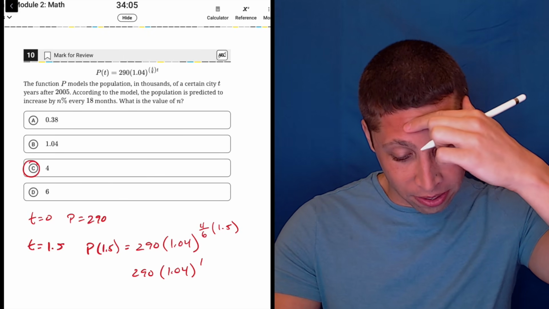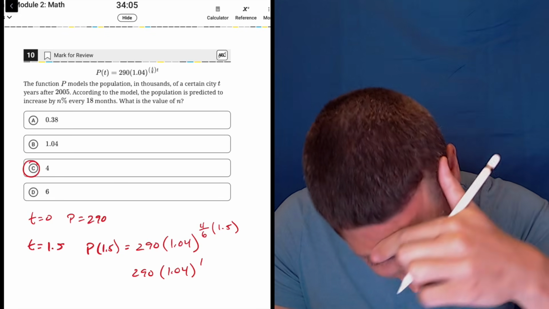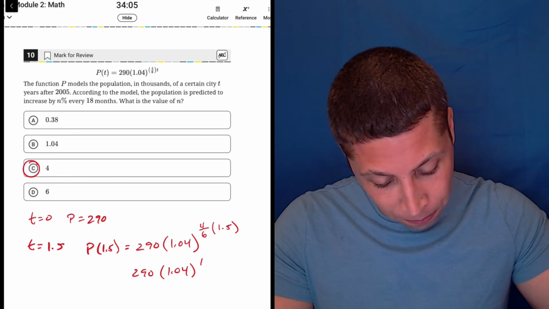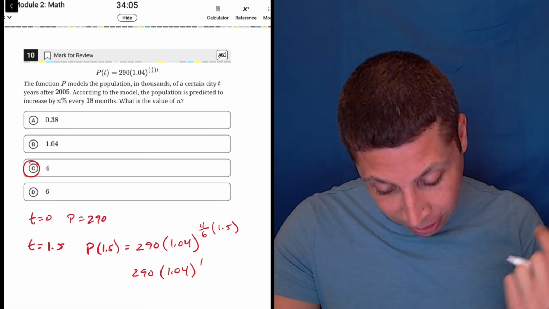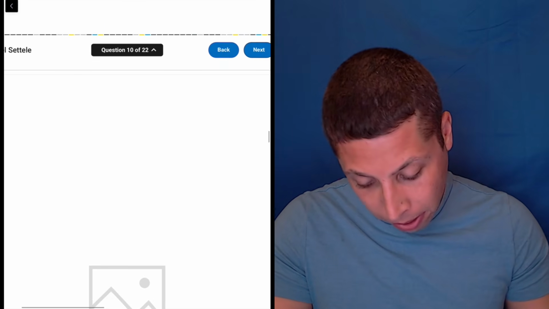So 4/6 is 2/3, right? That's what that says. So 4/6 and then a year, 1.5, that's going to cancel out. It's going to be 1, and so it's an increase of 4%. 1.04. Okay, I thought this was going to be trickier. I thought there was going to be a trap there. All right, it's fine.